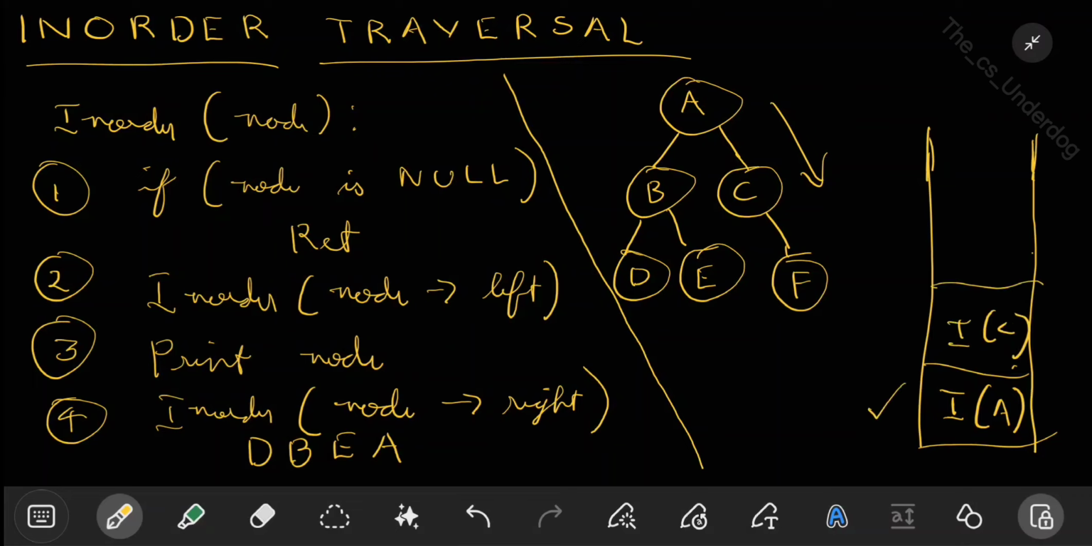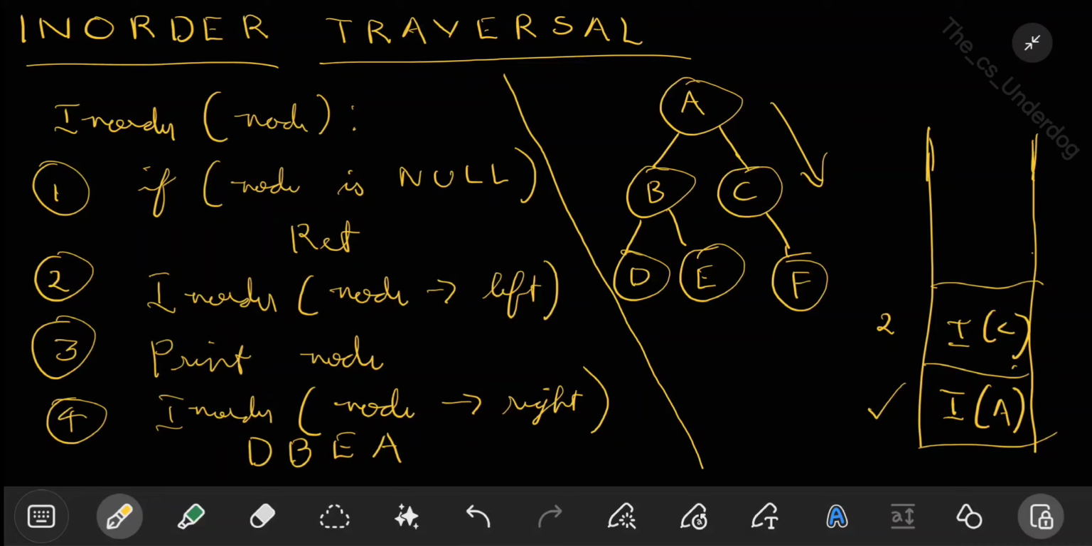So A is done, but after C only I can pop off A. So in C, I'll execute first step. If it is null, no, it is not null. I'll go to second step. Second step says C pointing left. What is the left child of C? C doesn't have a left child. C only has right child. So left child is null.